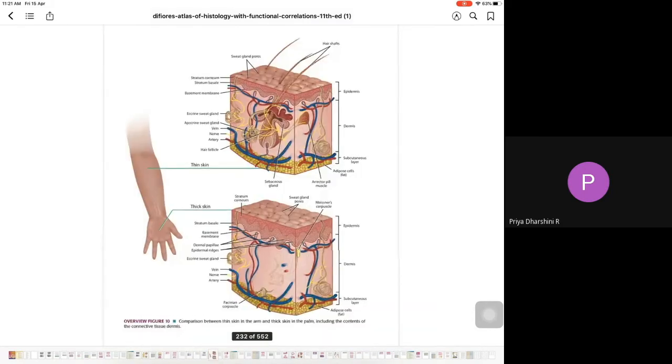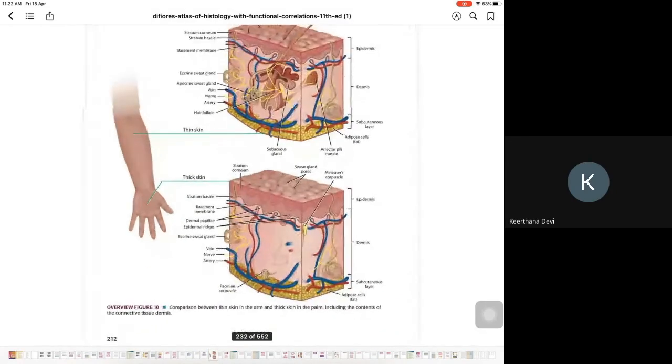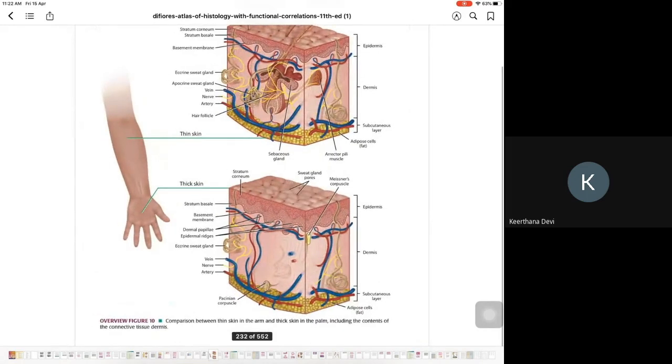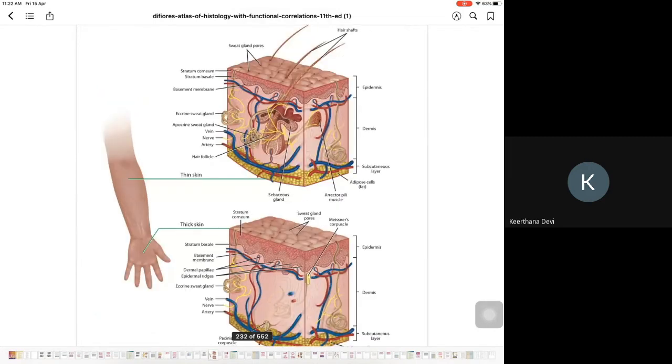Let us start with the skin. Overview figure 10, comparison between thin skin in arm and thick skin in palm, including contents of the connective tissue dermis. On the right side, it's divided into epidermis, then dermis, next layer is the subcutaneous layer, then adipose cells. Epidermis is further divided into stratum corneum, stratum basale, and the basement membrane. Sweat pores are present in the stratum corneum. Hair shafts are also passing through the stratum corneum.